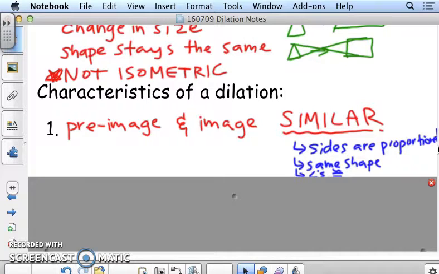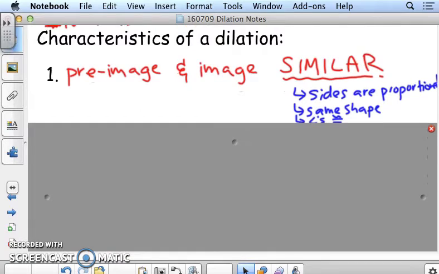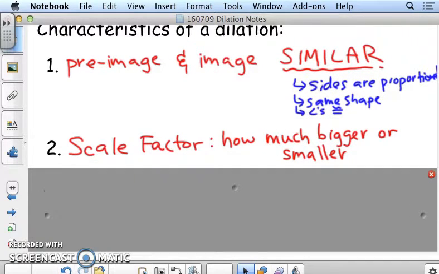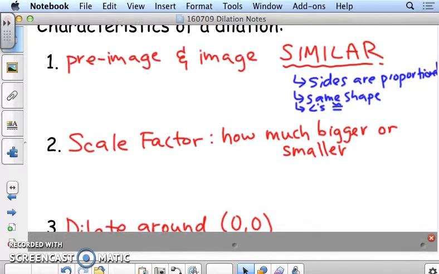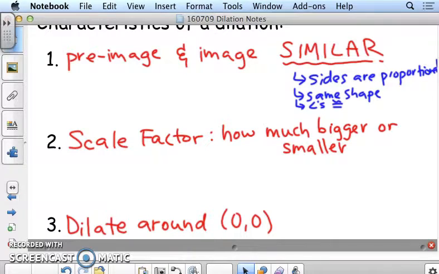So we'll talk more about similarity when we start Module 5, but just be aware that my pre-image and my image are going to be similar. They're going to be the same shape, but not the same size. But each side will grow by the same amount. So when I think about how much this is growing or shrinking by, this is called my scale factor. So how much bigger or how much smaller my shape is getting. And finally, the last point we have here, we are always going to dilate around the origin (0, 0). So if they don't say dilate around the origin, I'm going to know that that's what I'm doing.